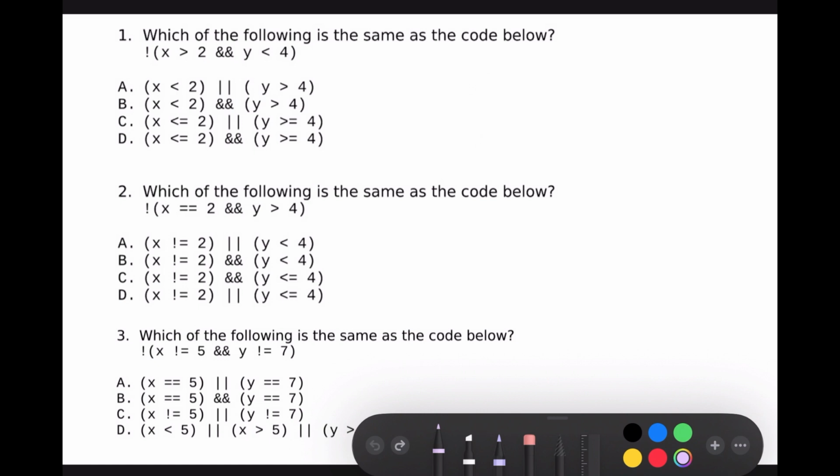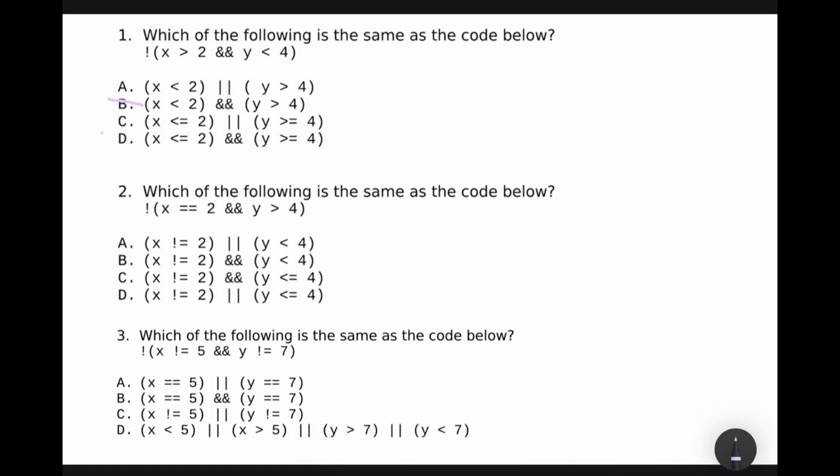So for example, it can't be B and it can't be D, right? It has to be or, because it's saying not. So not and is basically or. So what's not and? What's the opposite of and? It's or, right? So that's what it's saying.